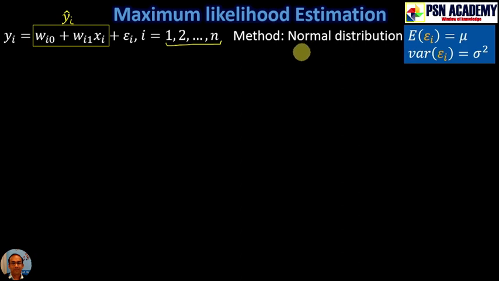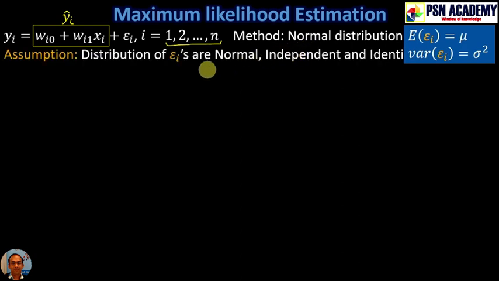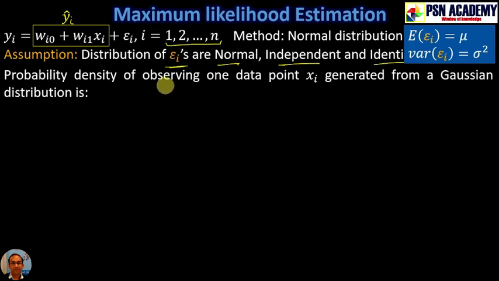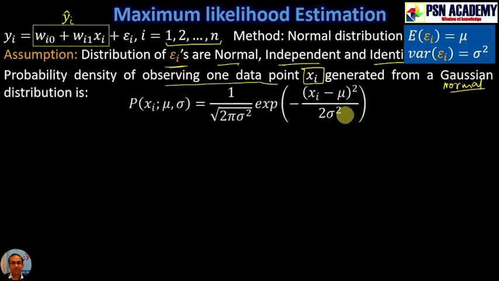We follow the method of normal distribution because we have already assumed that the distribution of epsilons are normal, independent, and identical. Now the probability density of observing one data point, xi, generated from a Gaussian distribution. This is Gaussian or normal distribution. It will be like this: P of xi given mu and sigma will be 1 by root over 2 pi sigma square. Exponential part will be like this: minus xi minus mu whole square by 2 sigma square.